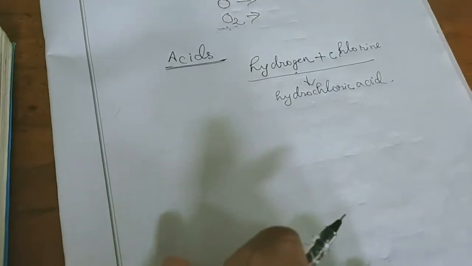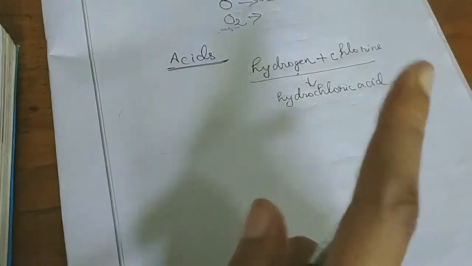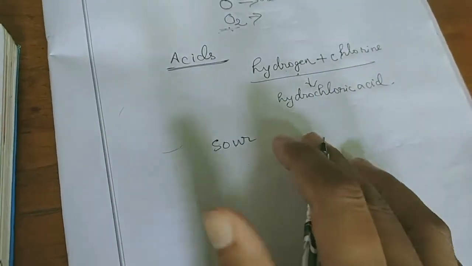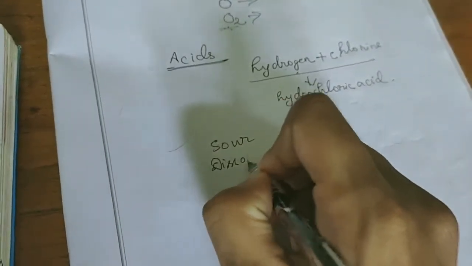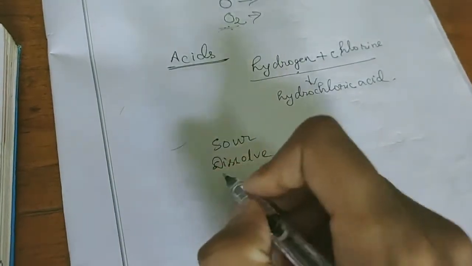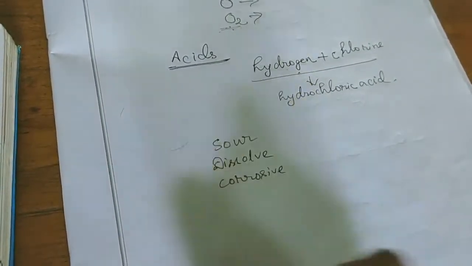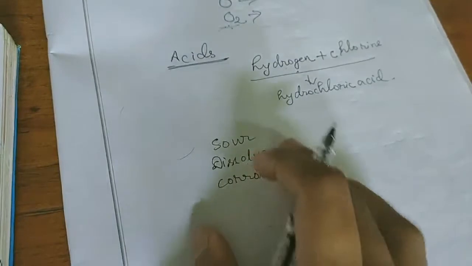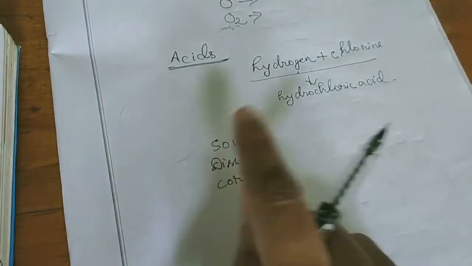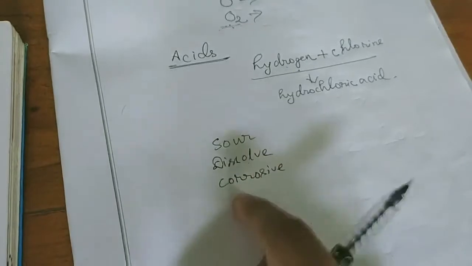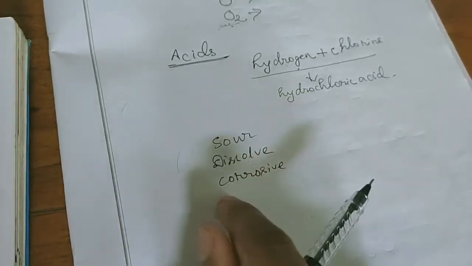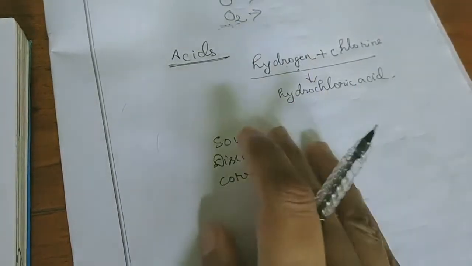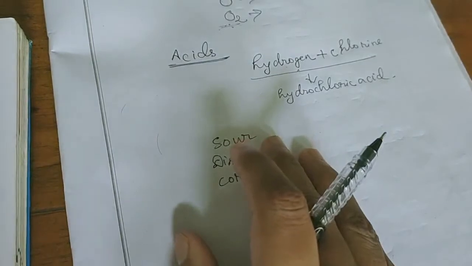So the properties of acids are, first one, acids taste sour. Acid is sour. Then acids dissolve in water. Then acids are corrosive. Then acids can be strong and weak. So we have got four properties: acids taste sour, acids dissolve in water, acids are corrosive, and acids can be strong or weak. Now there are different types of acids: acetic acid, malic acid, citric acid, carbonic acid, lactic acid, tartaric acid, and many more.